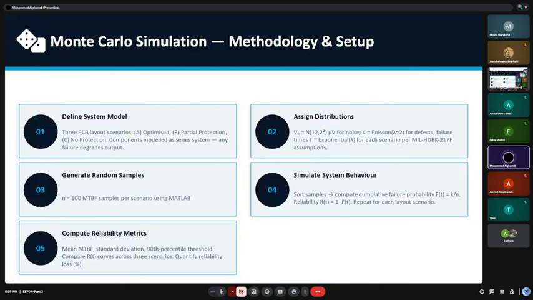Monte Carlo simulation methodology and setup. We used Monte Carlo simulation here to combine the Gaussian, Poisson, and exponential failure times, all 3 of them. We have 3 scenarios: fully optimized with MTBF of almost 50,000 hours, partial protection at 45,000, and no protection at 30,000 hours. We generate 100 samples per scenario in MATLAB, and we will see the results in the upcoming slide.